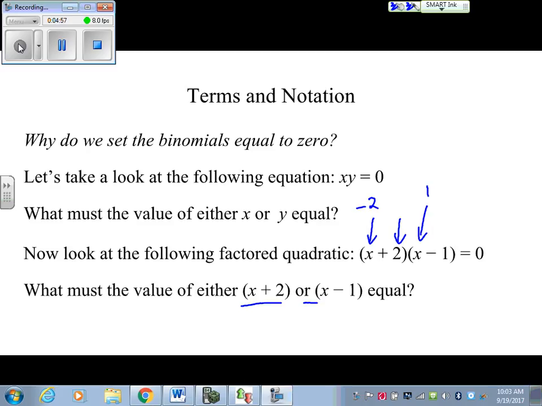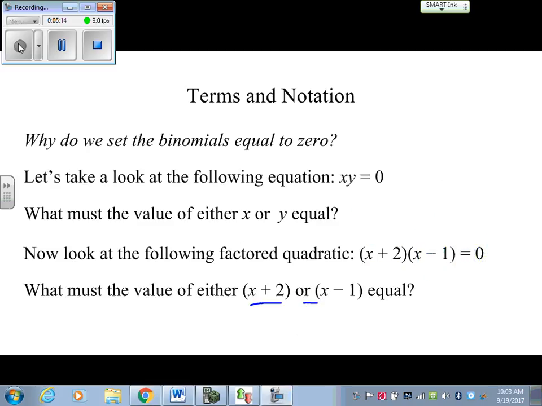So if I have a -2 plus a 2, I would have 0, and 0 times anything equals 0. Or I could plug in a 1, and I'd have 1 minus 1, which equals 0. And again, 0 times anything equals 0. And we'll look at some more specific examples of that. But that's the big picture idea.